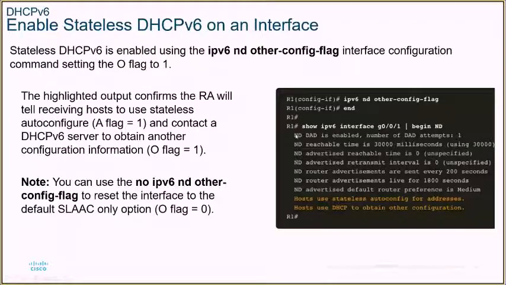So here you see the show ipv6 interface output. Host uses stateless autoconfig for addressing. Host uses DHCP for other configuration.